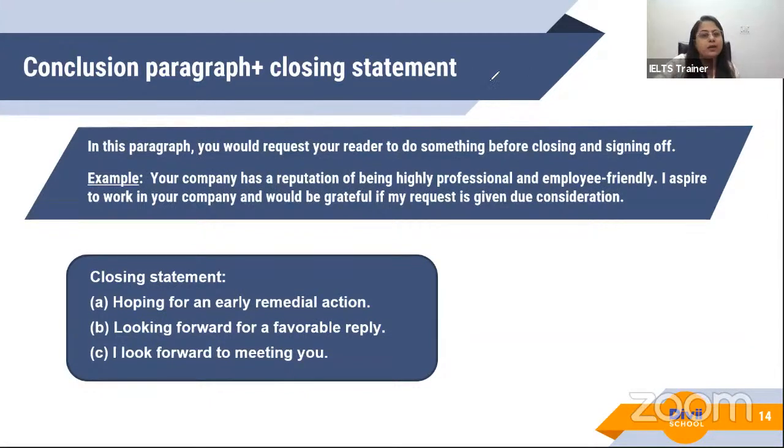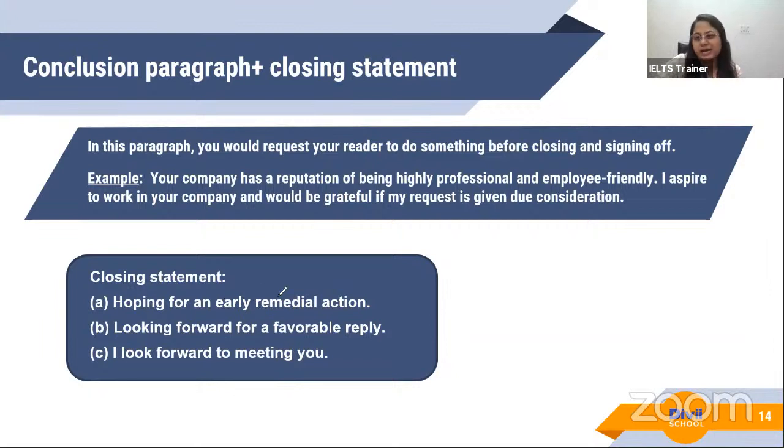Now you will tell me which option can be written as the closing statement. What is the best option to be written there? We have three options: hoping for an early remedial action, looking forward to a favorable reply, and I look forward to meeting you. Tell me what the correct option can be. Quickly tell me your correct option in the comment box, and let me know.